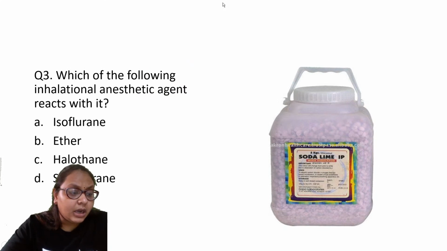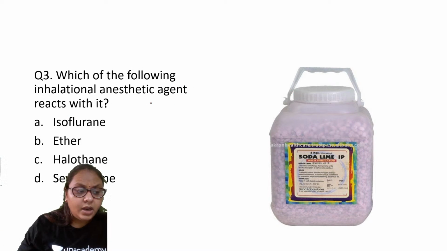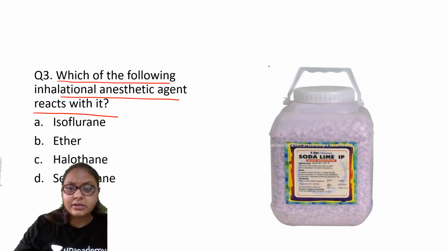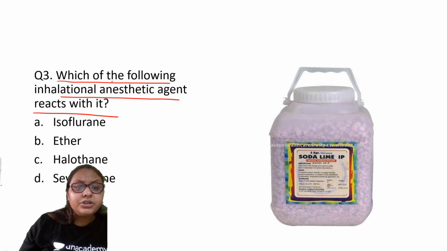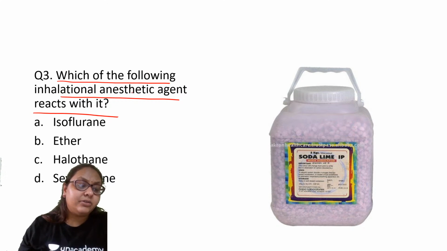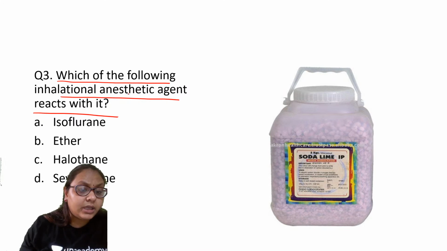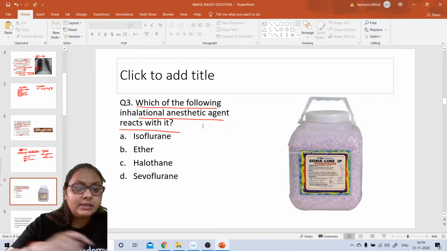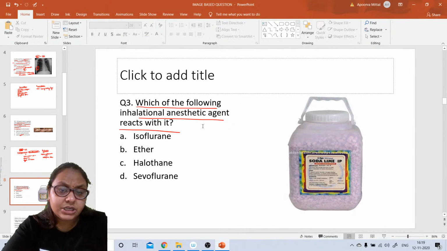Now, coming to the third question of today, please see this image. Which of the following inhalational anesthetic agents reacts with it? Okay, this is the diagram which is given. Is it A, isoflurane, B, ether, C, halothane, or D, sevoflurane? What should be the answer for this?